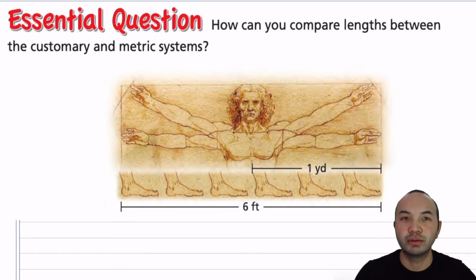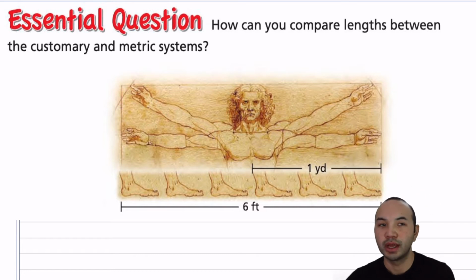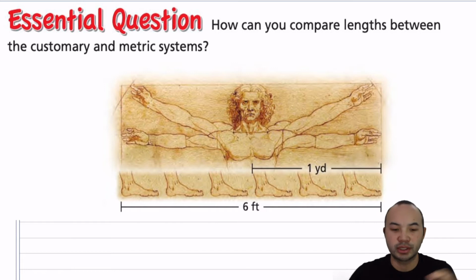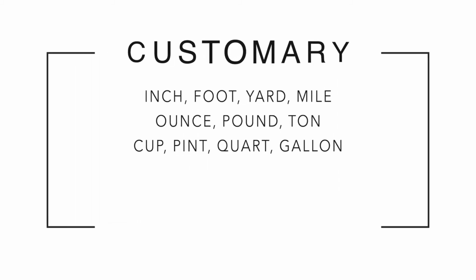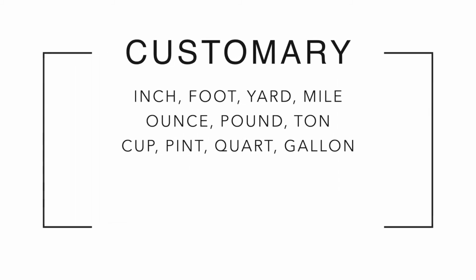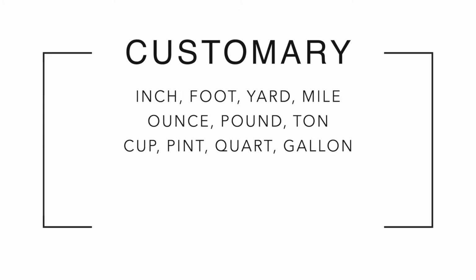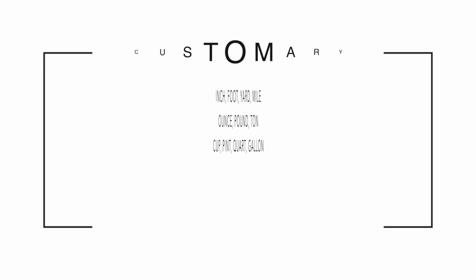In the United States, we're used to US customary measures. For length, we're talking about inches, the foot, yard, and mile. For mass, we're talking about ounces, a pound, and a ton. For capacity, to fill things up, we have a cup, pint, quart, and a gallon.